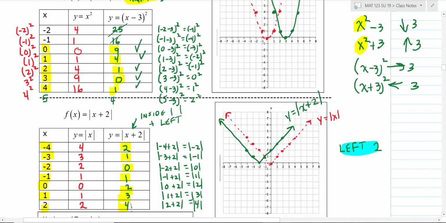So you want to check all your calculations. And what you're going to notice on this is when you plot the points, you'll see everything on this red graph moved to the left too. Okay, so that's how that goes.